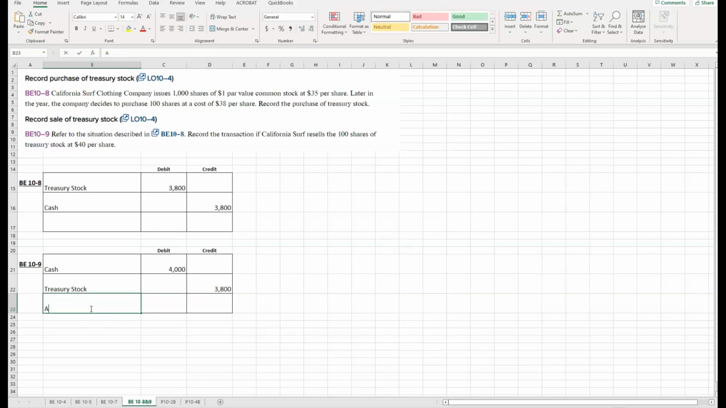The difference goes to additional paid-in capital. Which is the $2 per share, right? Or the difference between these two. $2 per share because we sold it at 40, we purchased it at 38, so it's 2 times 100. Just remember, when you resell it and you take it out of the treasury stock account, it comes out at the same rate you put it in there for.